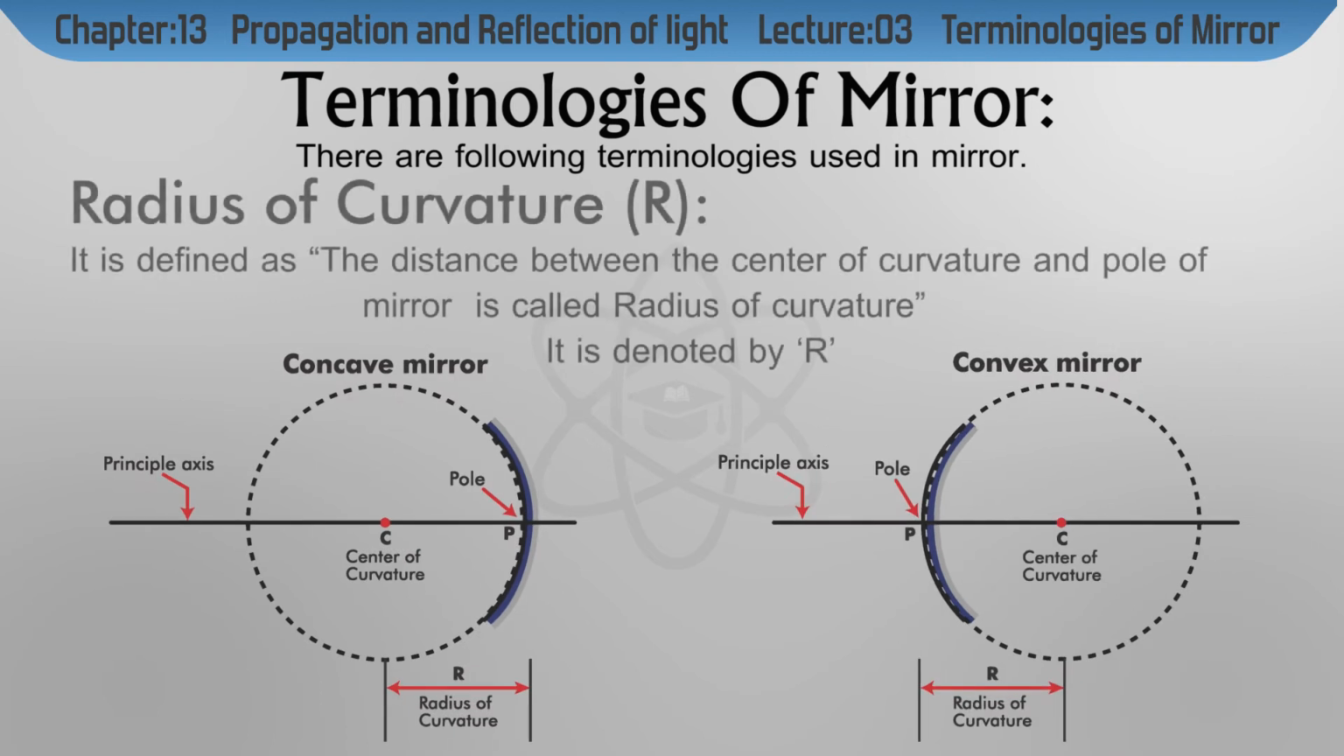Next, radius of curvature. Radius of curvature is the distance between the center of curvature and the pole of the mirror. It is known as radius of curvature and it is denoted by capital R.